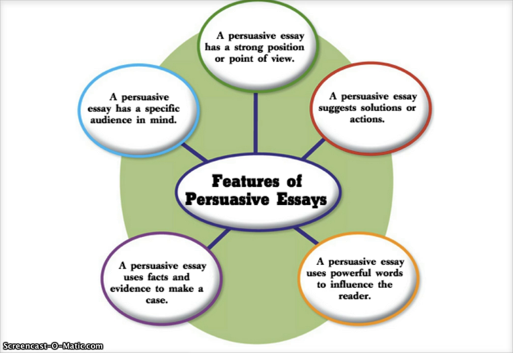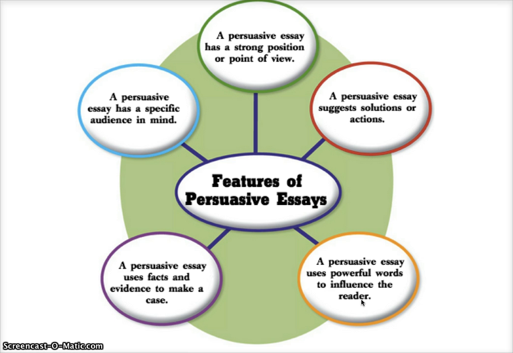So, to review the features of a persuasive essay, let's start today with purple. A persuasive essay uses facts and evidence to make a case. And that's what we're going to be really focusing on today, that evidence. And we're going to analyze the evidence, okay? A persuasive essay has a specific audience in mind. A persuasive essay has a strong position or point of view. A persuasive essay suggests solutions or actions. And a persuasive essay uses powerful words to influence the reader.